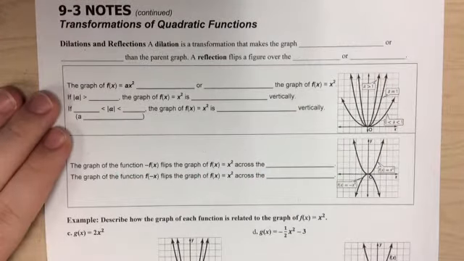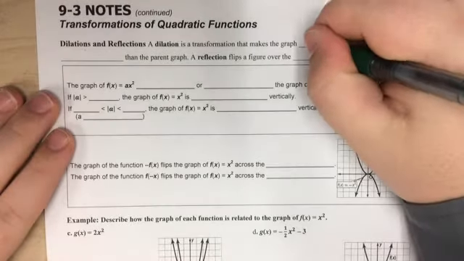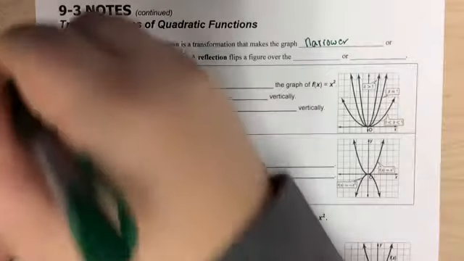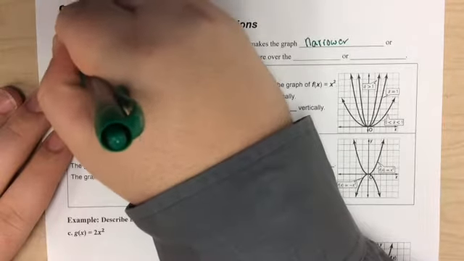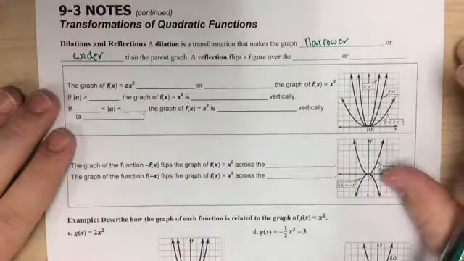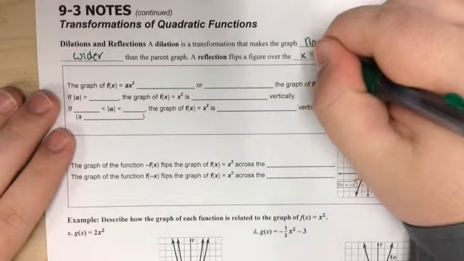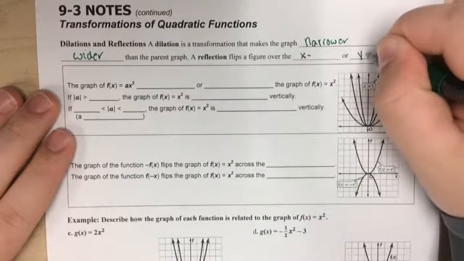Okay, so in the first part we looked at translations moving up and down and left and right. Here we're going to be looking at dilations and reflections. A dilation is a transformation that makes the graph narrower or wider than the parent graph. A reflection flips over the x or y axis.